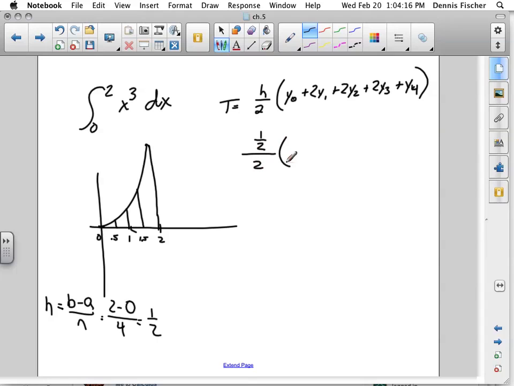And then I'm just going to write it out here. It's going to start like this, and I want you to figure it out. It's going to be f of 0 plus 2 of f of 0.5 plus 2 of f of 1 plus 2 of f of 1.5 plus f of 2. You follow me? I'm just plugging in these numbers down here: 0.5, 1, 1.5, and then 2.